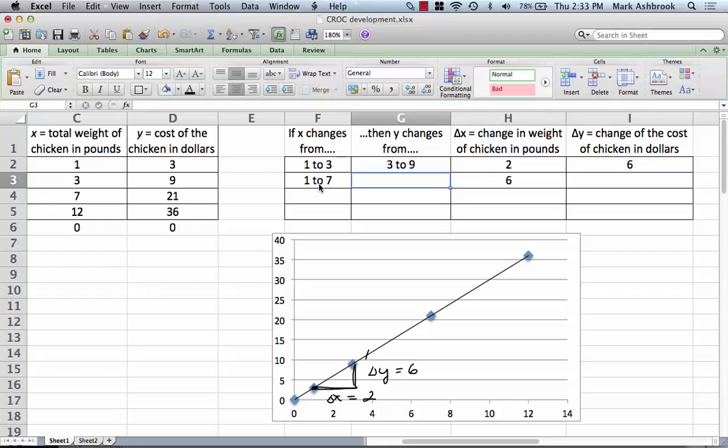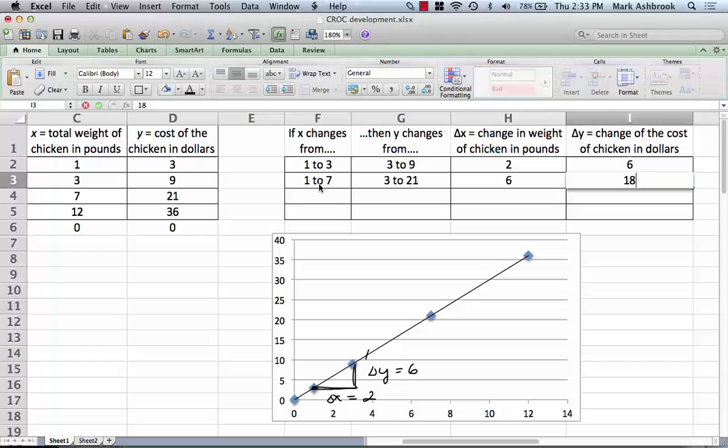6. And as x changed from 1 to 7, how does y change? 3 to 21. And that's a change of how much cost? How'd she do? When x goes from 1 to 7, y changes from 3 to 21, which is a delta x of 6 and a delta y of 18.